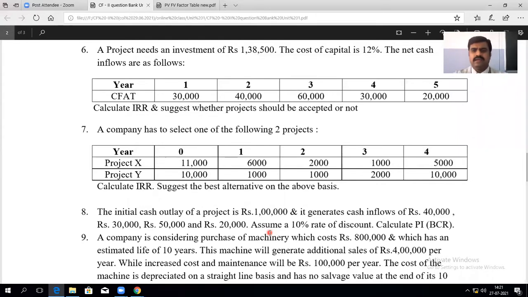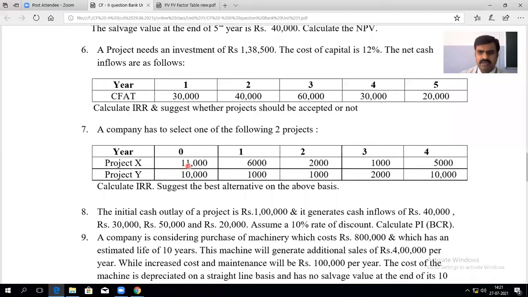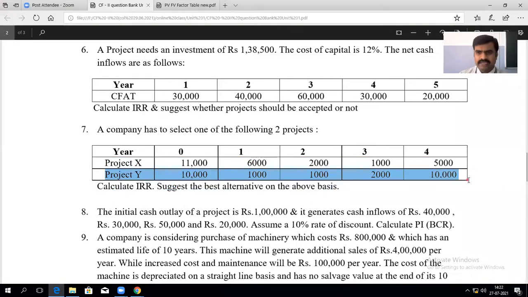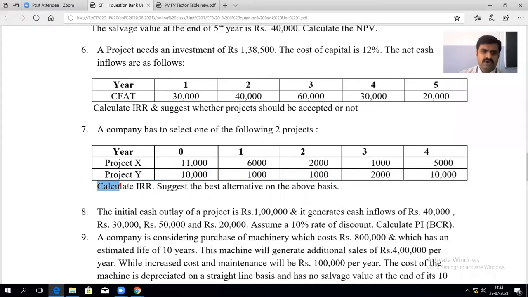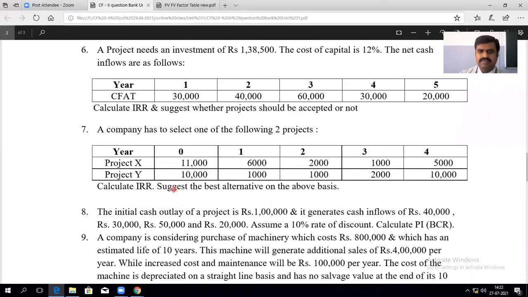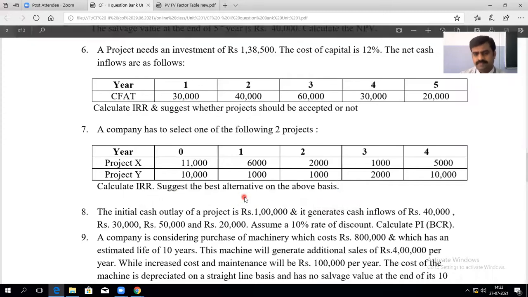And what is this year 0? Why has he given that? It is the initial investment, 11,000 and 10,000. So the initial investment for X is 11,000 and the cash flows are 6,000, 2,000, 1,000, 5,000. For project Y, the initial investment is 10,000, and the cash flows are 1,000, 1,000, 2,000 and 10,000. We have to calculate IRR and then say which is better.